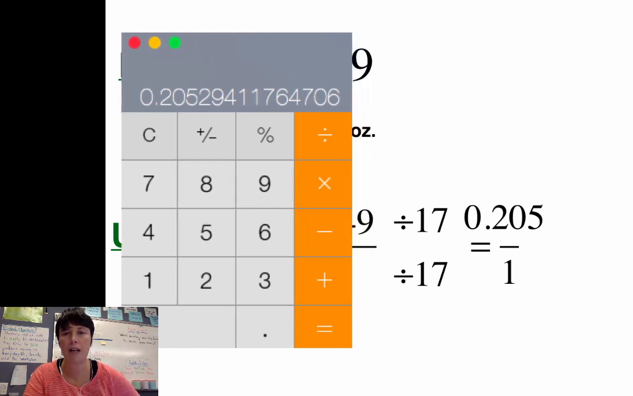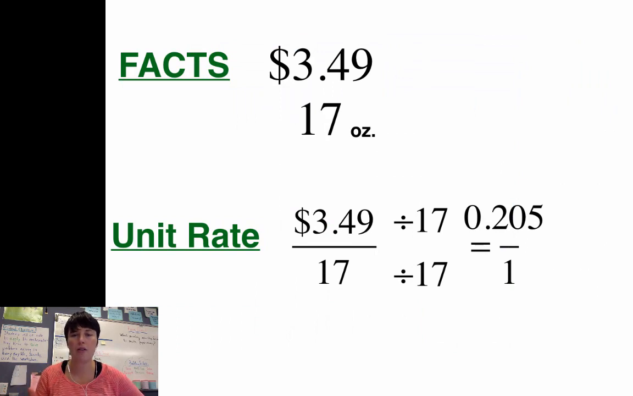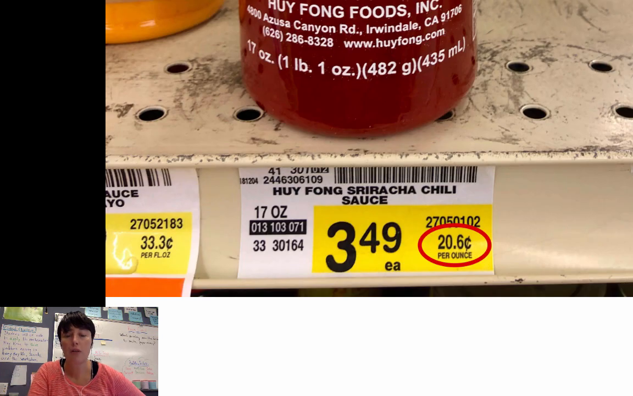What did we just find? Well, we just found the unit rate. 1 ounce of my delicious sriracha sauce cost about 20 cents. That's what that's telling me. It's about 20 cents for every ounce. So if you look really closely at the price tag, that answer without me doing any math was right there. Do you see it in the yellow? 20.6, they rounded, cents per ounce.